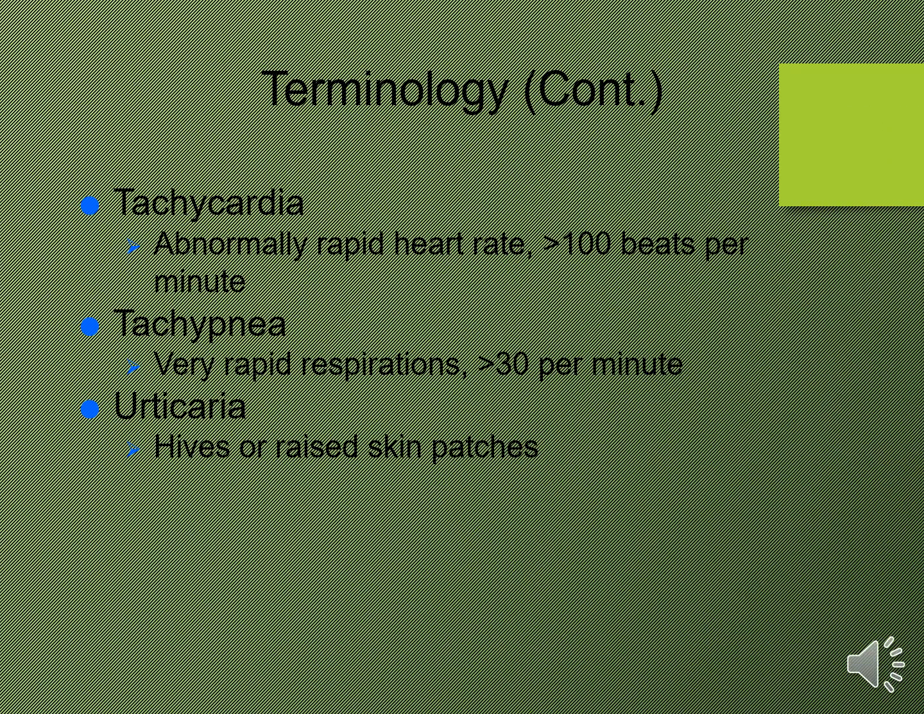Tachycardia is abnormally rapid heart rate, more than 100 beats per minute. Tachypnea is very rapid respirations, greater than 30 per minute, and both of these are early clinical signs of malignant hyperthermia that we'll talk about. Urticaria are hives or raised skin patches, and these can be a sign of an allergic reaction.